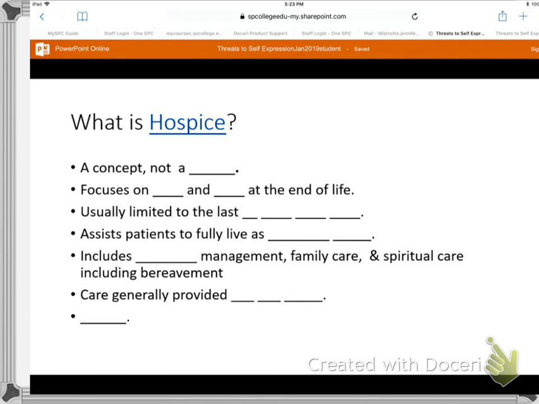What do I have there? Right. Assist patients to live as active as possible. It includes symptom management, family care, spiritual care, and bereavement. Where do we provide most of our care? In the home. Good. And then the last one should have 2 lines actually, and it's just multidisciplinary.